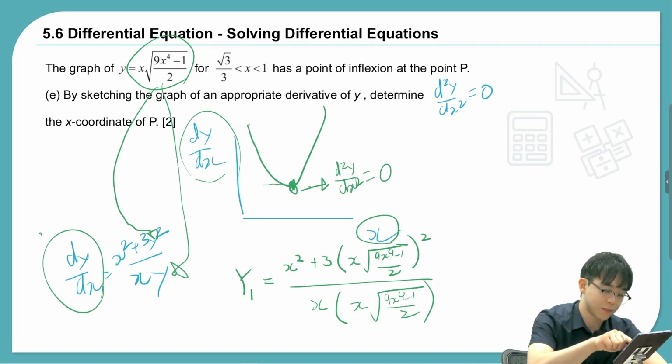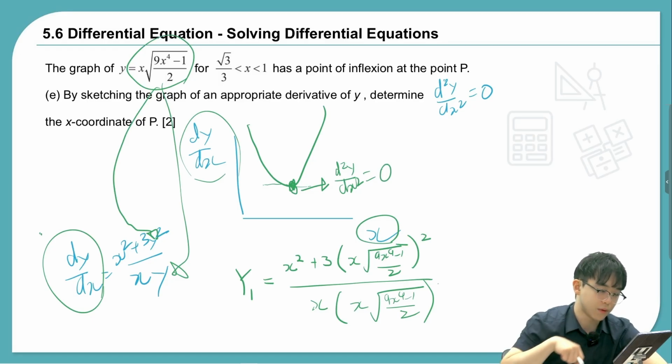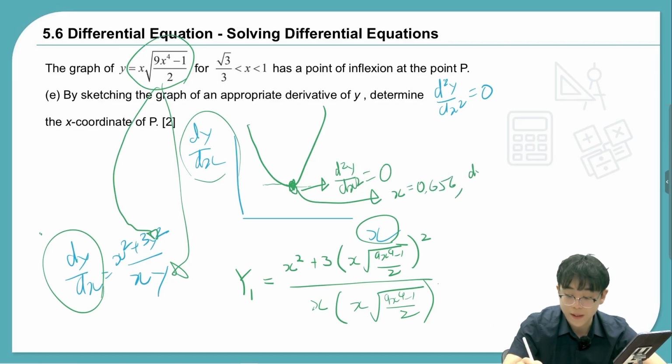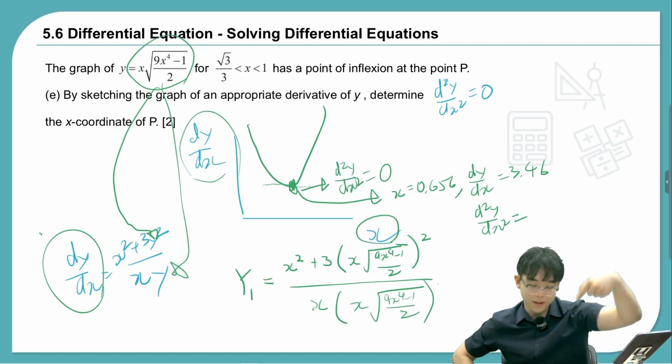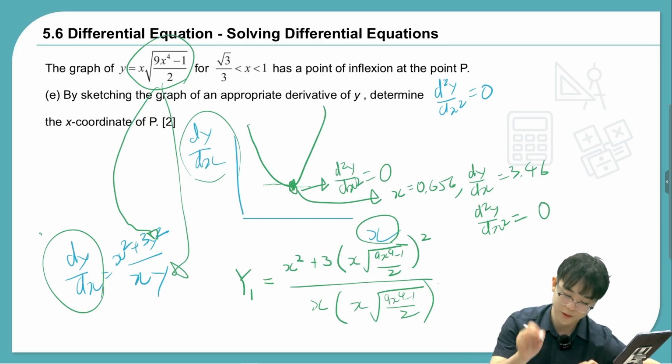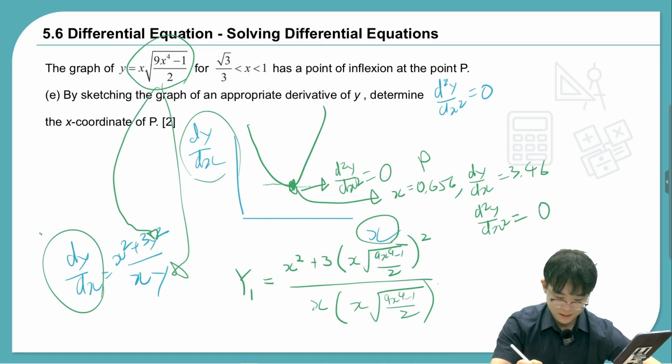Okay, so let me just look for that point, the minimum point, right away. Between 0 and 1.5, x is 0.656. At that point, our dy over dx is going to be 3.46. And our d squared y over dx squared, because you notice that slope is decreasing then increasing, so it's momentarily 0. This is going to be 0, so that's our inflection point. So this is P. We want to find the x coordinate of P, so that would simply be x is 0.656.